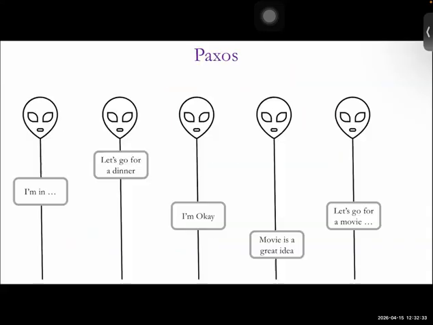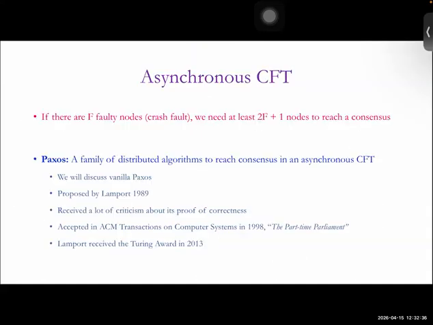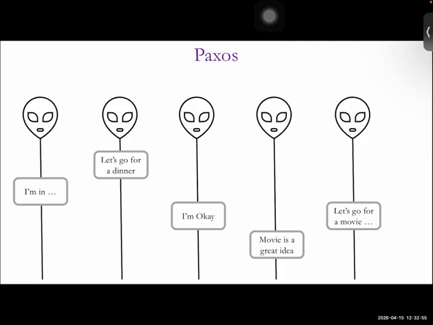If you look at the Paxos family of distributed algorithms, in this lecture we'll discuss the vanilla Paxos, which was proposed by Lamport. In that condition, if you see, there are 5 nodes. So what does the Paxos algorithm say in a distributed network?